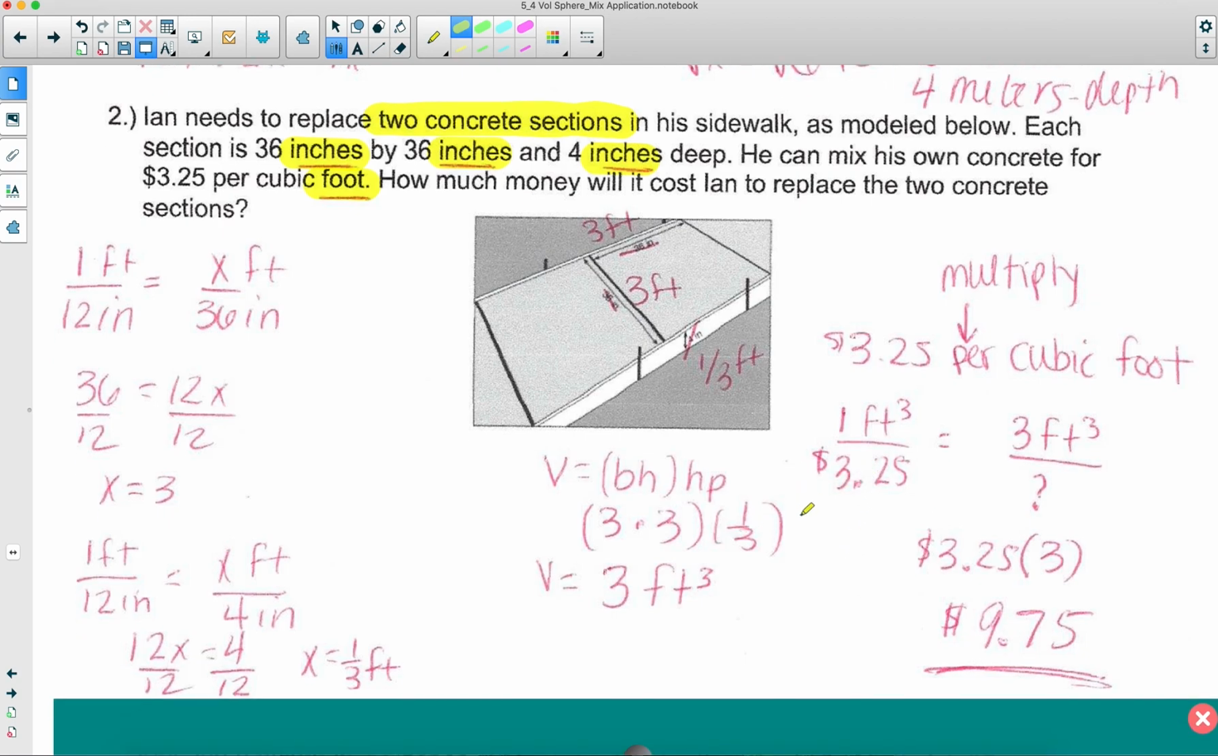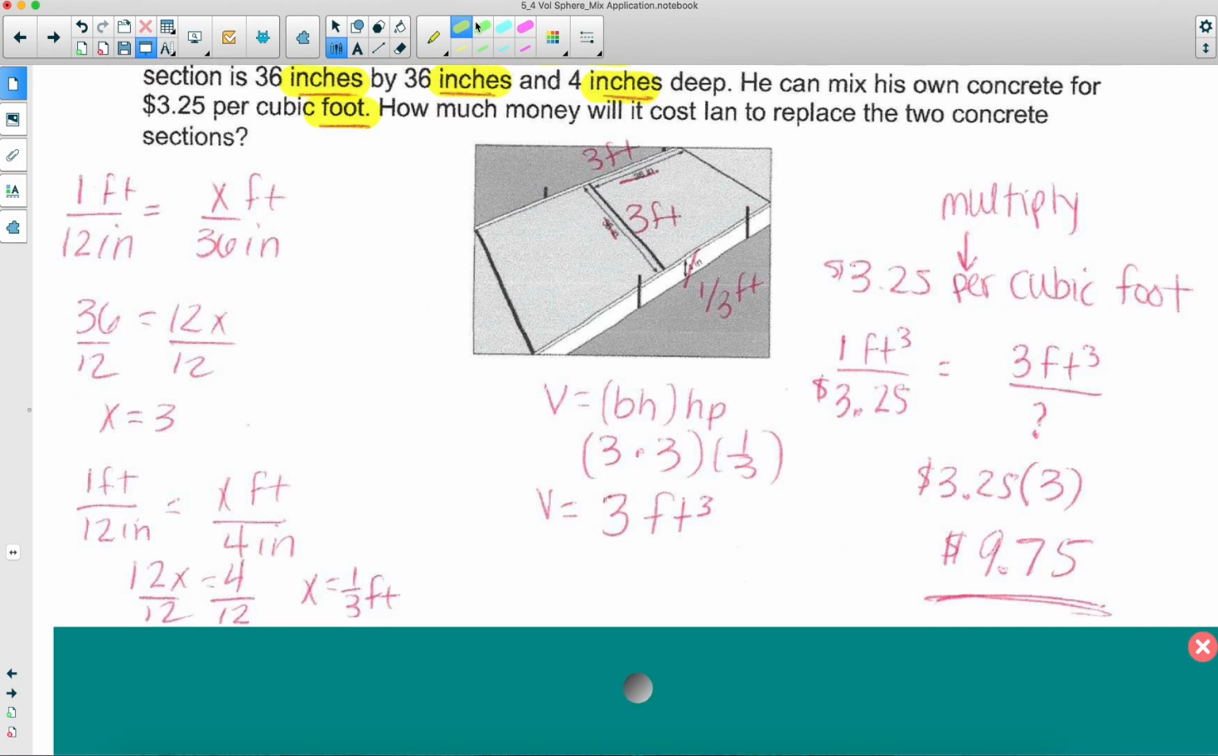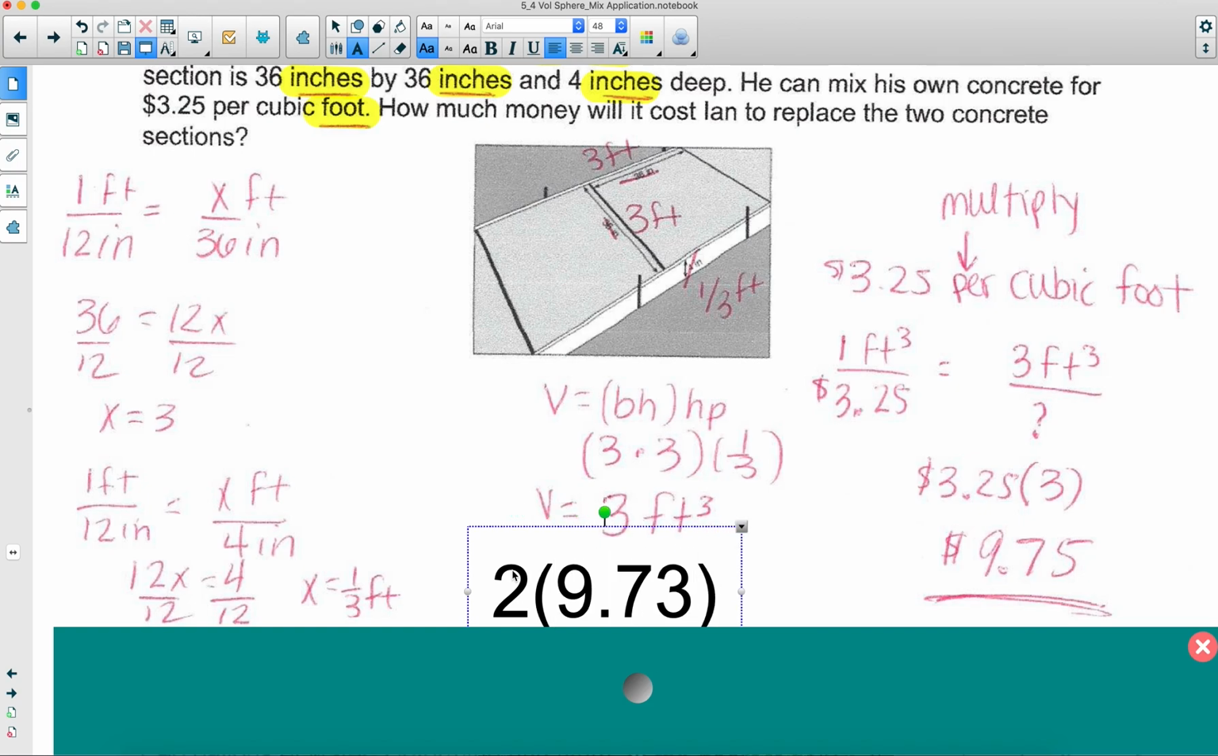So we know if we have 3 cubic feet and it's $3.25 per 1 cubic foot, that would then give us $9.75. But there are 2 of them. So let's add to this. And we know it should be 2 times 9.75. So the total is actually going to be $19.50.